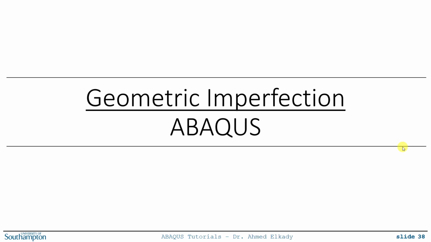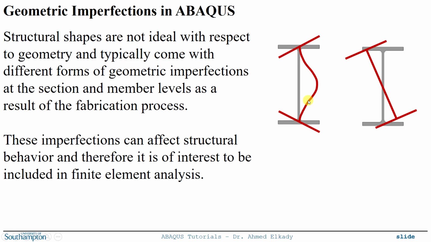Okay, so hello again everyone, and in today's tutorial we are going to discuss how to include geometric imperfections in ABAQUS. So just a quick introduction. As we know, geometric imperfections, if you have any structural shape, typically we're talking about steel or metallic sections.